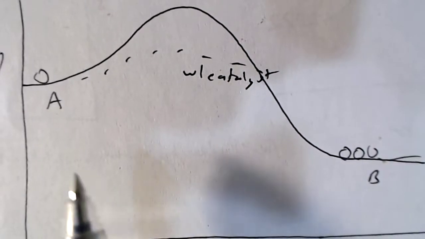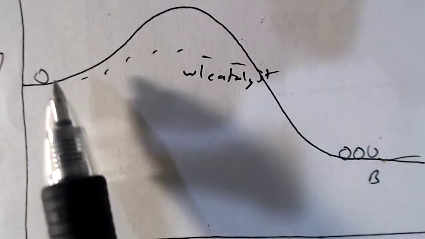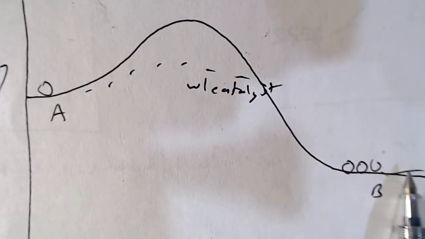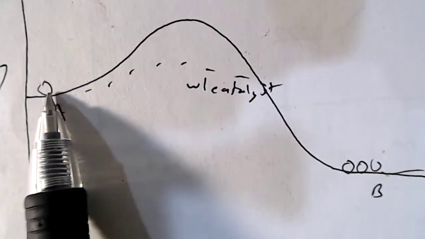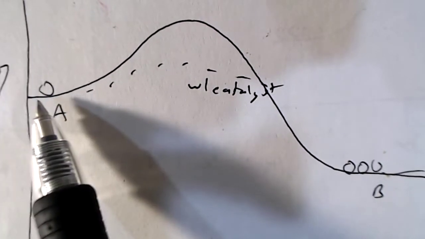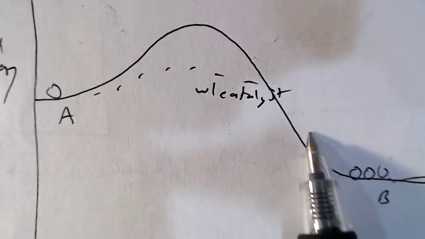But they don't all turn into B. You see that this forward reaction is reversible. B can also turn back into A. Now, which of these is easier? Turning A into B or B into A?